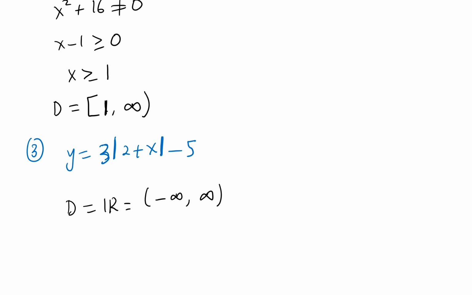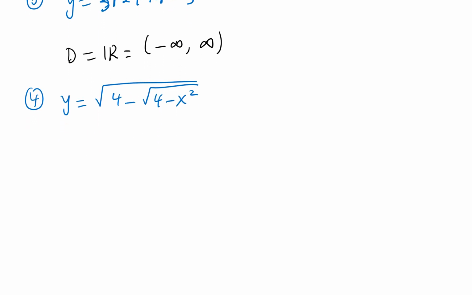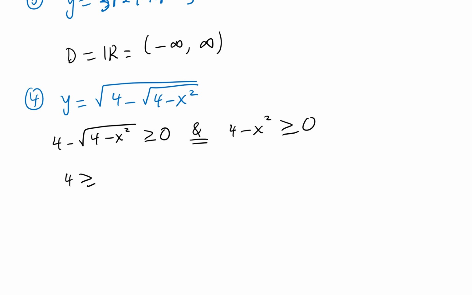All real numbers. We can look at a more difficult one, say the square root of 4 minus the square root of 4 minus x squared. So what we do here is the quantity under the first radical, the big radical, must be bigger than or equal to 0. And also, the quantity under the smaller square root must also be bigger than or equal to 0. For this one, we can add this to both sides, squaring both sides.